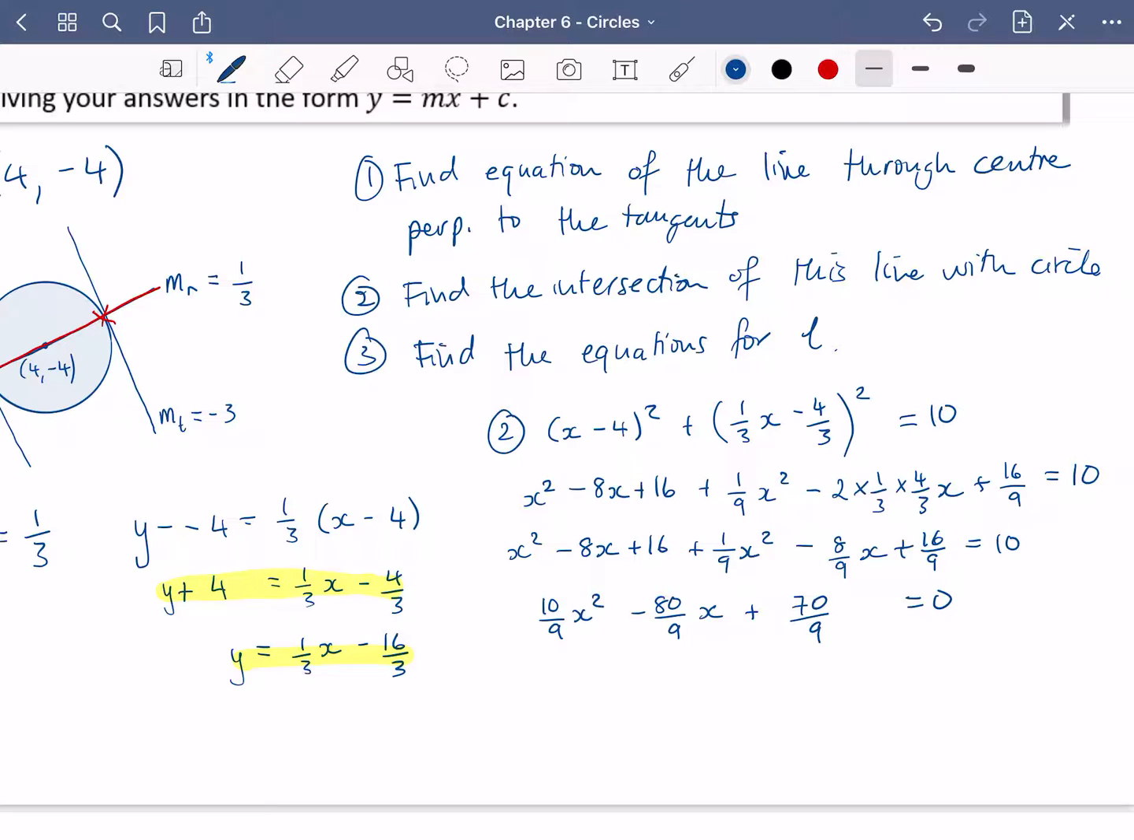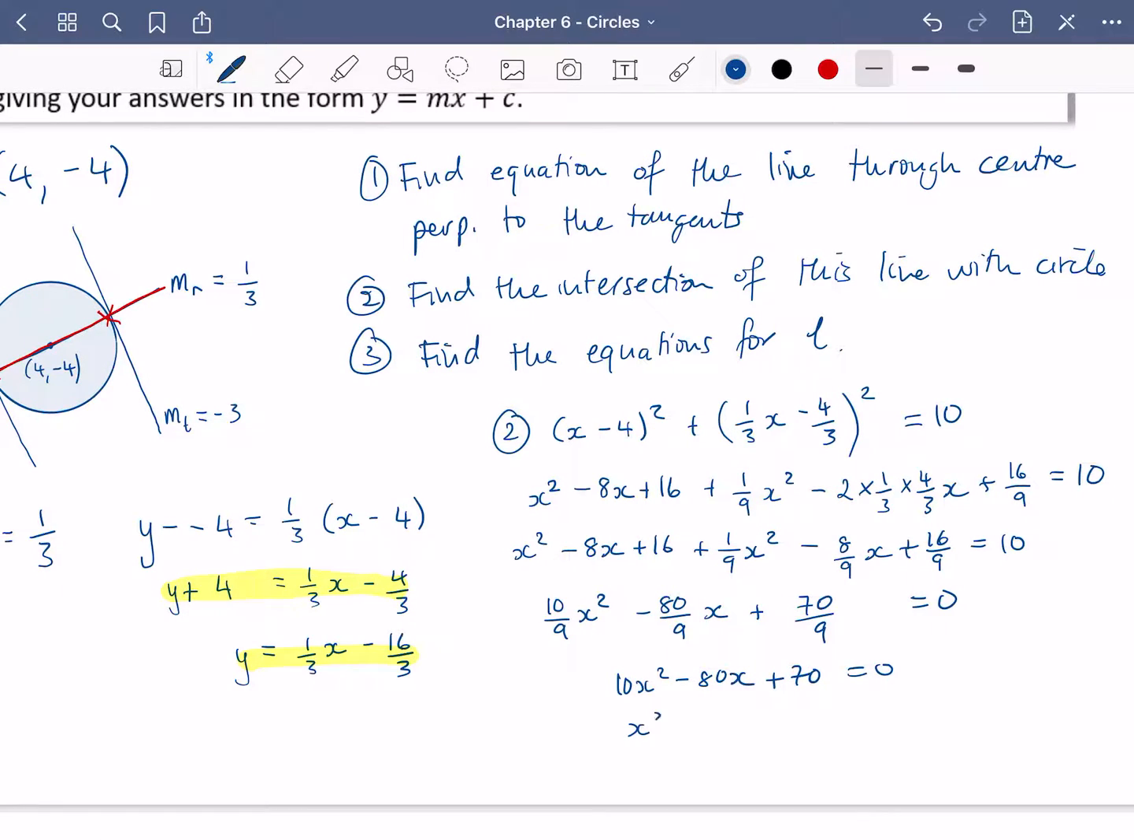Okay, so I could multiply everything by 9. So I get 10x squared minus 80x plus 70. And I could also then divide everything by 10 if I wanted to. But remember, you've got your calculator. So if I go into the calculator, I'm just going to say a is 1, b is minus 8, and c is 7. I could have just factorized this, but I'm being super lazy. We get that either x is equal to 7 or x is equal to 1.